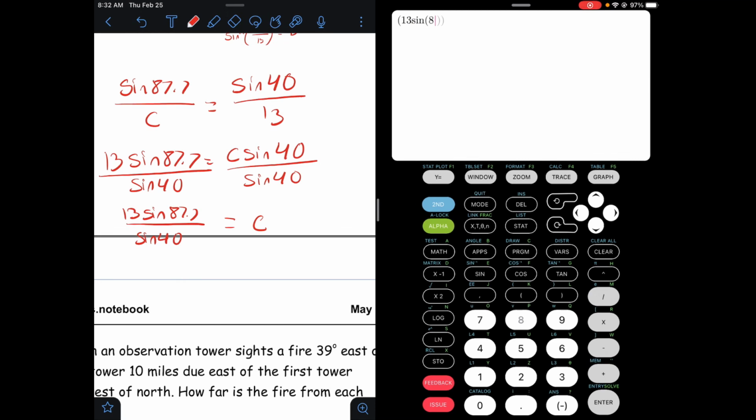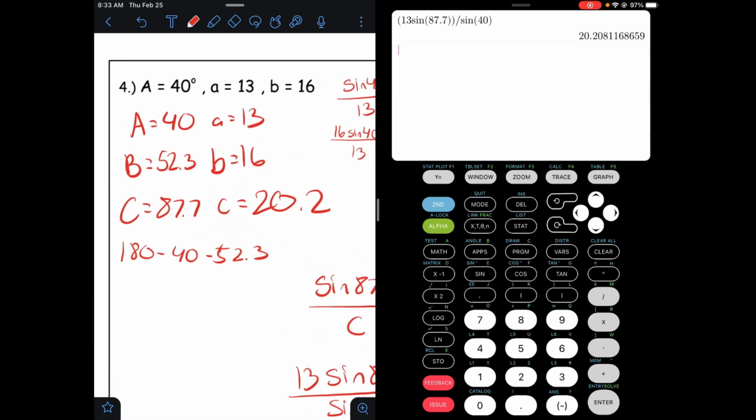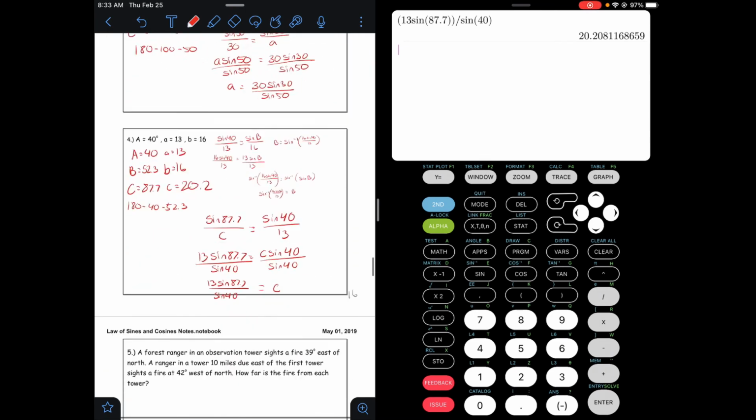Sine 87.7 divided by sine of 40. I got 20.2. And now this triangle is solved for. We have all of our angles and all of our sides.